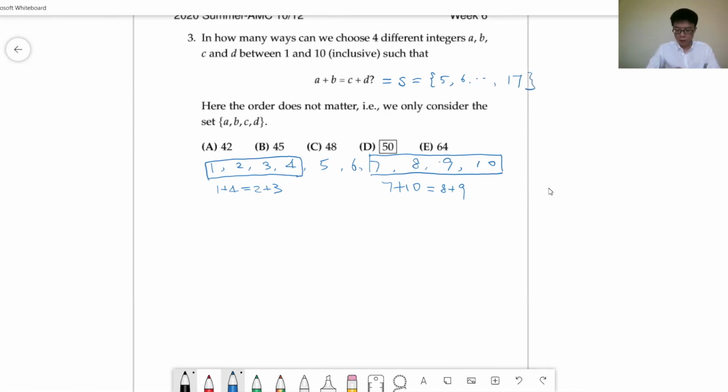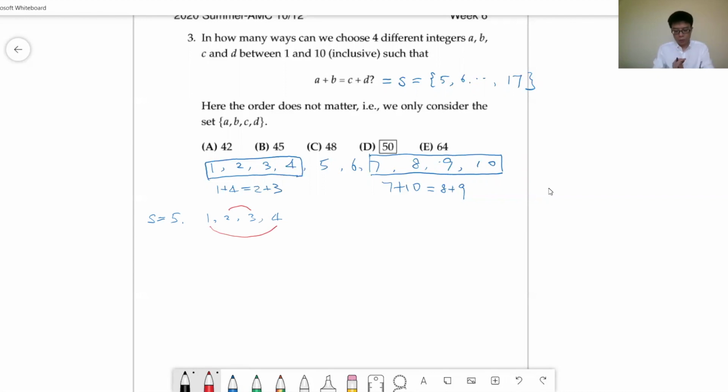All right, now let's see for each of these s, how many ways can we choose these 4 numbers? If s equals 5, the smallest value, we must have only one choice. We can only do 1, 2, 3, 4. So let me do this way: 1 plus 4 equals 2 plus 3. So there's only one choice.